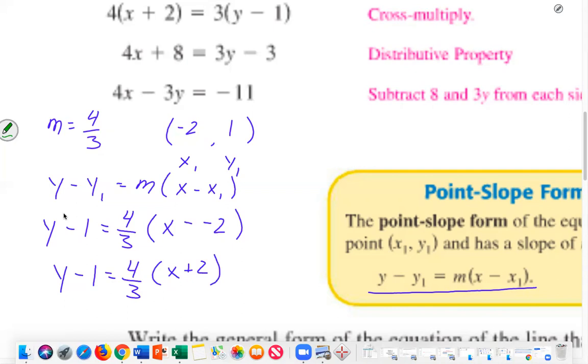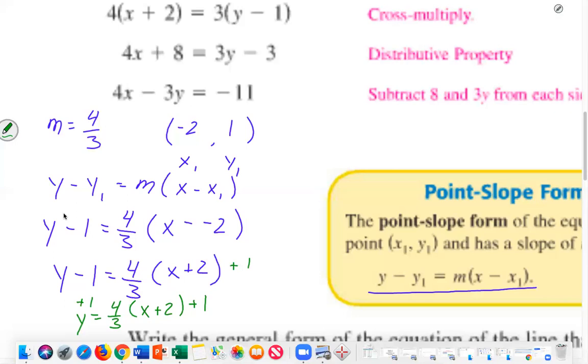You can do it 2 ways. You can plot your point and then count up and to the right for your slope. That's what they did over here in the graph. They plotted the point, counted up 4 units and to the right 3 units, connected their dots. Or if you need to do even more with it, like make a table, we could add 1 to both sides. And that gives me y equals 4/3 times the quantity x plus 2, plus 1. Looks weird. You can distribute that and simplify.